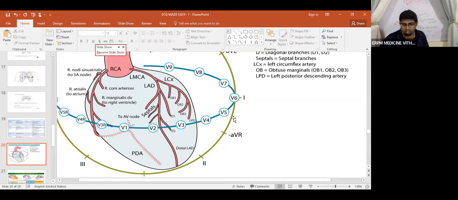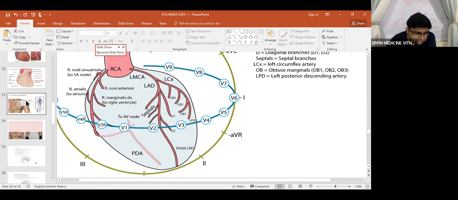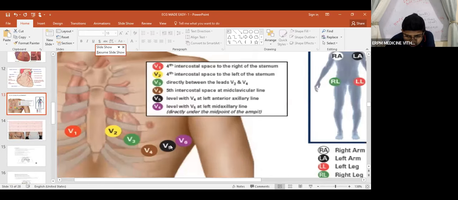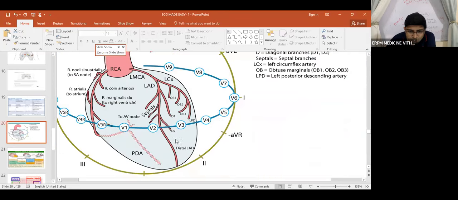Just stick to my words. Don't worry too much. If you look at V5, V6, we'll go back to the previous image also. What part of the heart do V5, V6 look at? The lateral side of the heart. V5, V6 look at the lateral side of the heart.